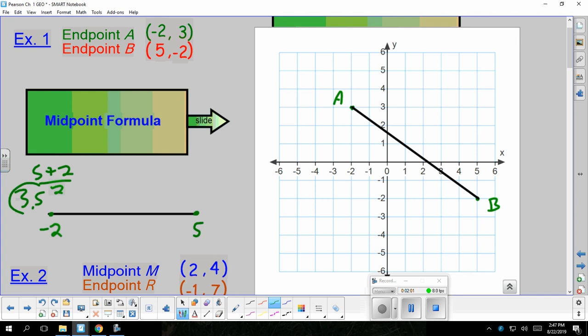Is 3.5 the midpoint? That's the distance from one of the endpoints, right? Does that make sense? So if I go 1, 2, 3.5 here, that will give me the midpoint. So 5 minus 3.5, right? I get 1.5. That's going to be the midpoint of the segment. The spot that is 3.5 from both endpoints.